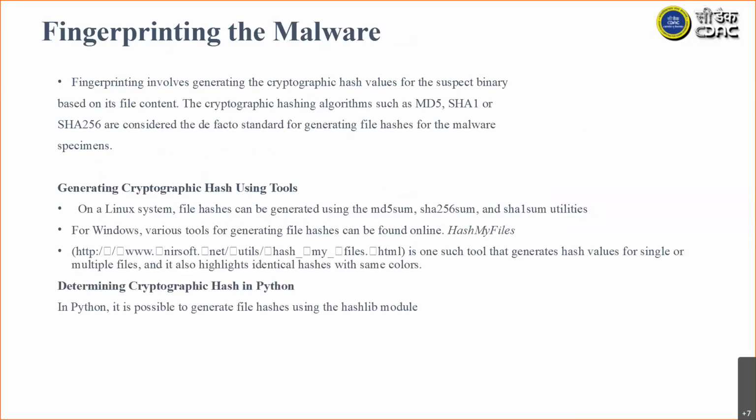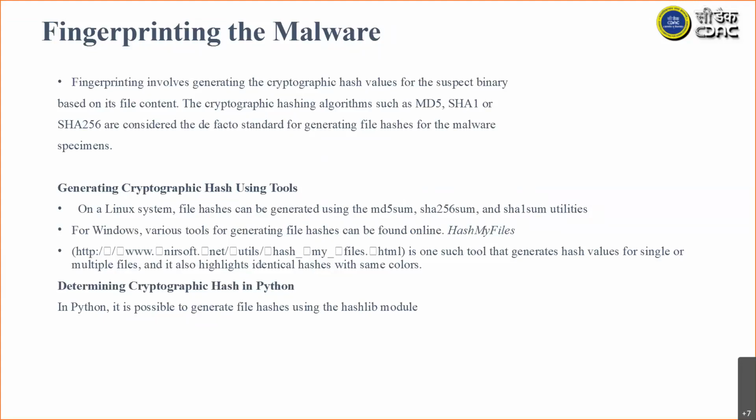The next task is fingerprinting the malware. Fingerprinting involves generating the cryptographic hash values of the suspect binary based on its file content. Cryptographic hashing algorithms such as MD5, SHA-1 or SHA-256 are considered the de facto standard for generating file hashes for malware specimens. So how are you going to generate a cryptographic hash? You can use the direct tools, or you can also use Python.